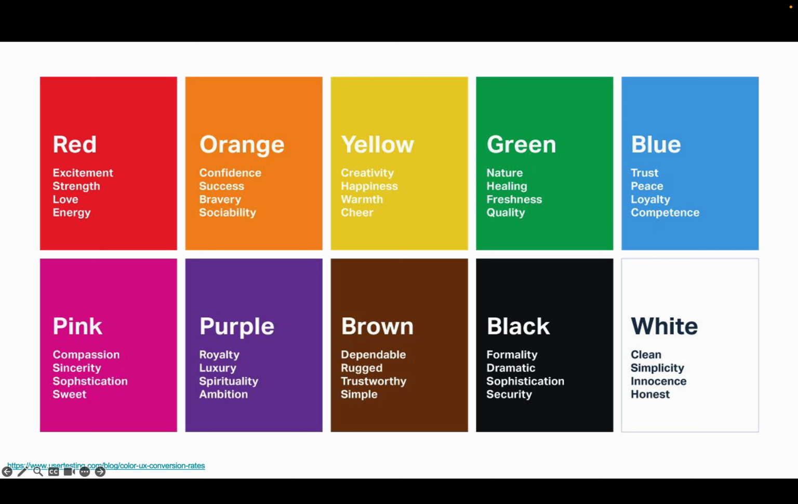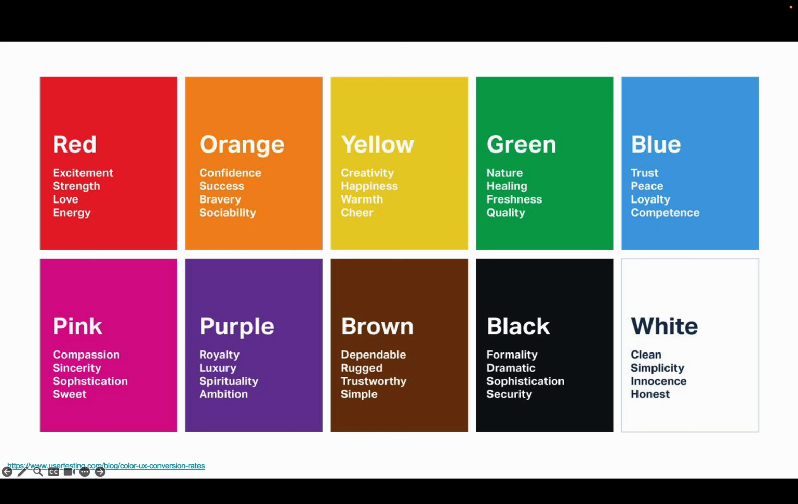And then you have black: formality, dramatic, sophistication, security. Serious, elegant, maybe a bit exclusive. You wouldn't confuse the feeling of yellow with black. No way. Green is listed as nature, healing, freshness, quality. Very organic, balanced, healthy connotations. And purple.